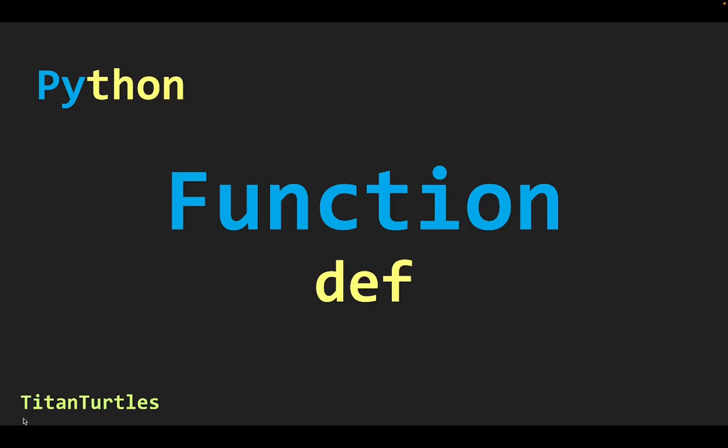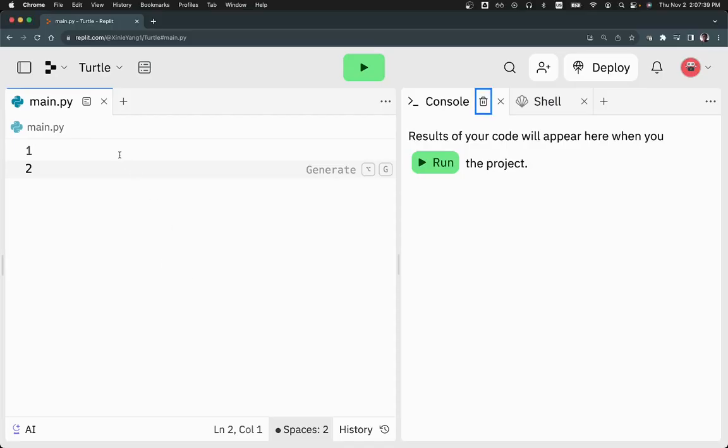One of the very important concepts in Python is a function, and it's defined using def. So what we can do is type def, space, func. That's the name of that function. And we use a parenthesis and add a colon and hit enter.